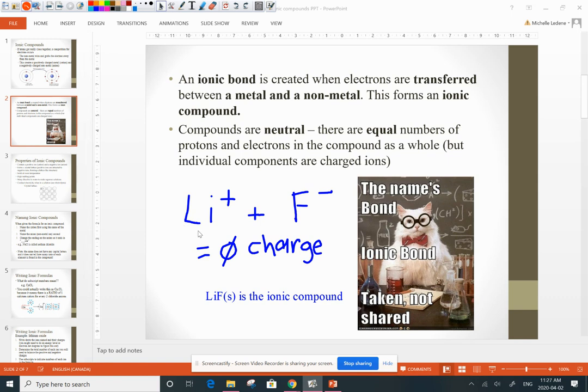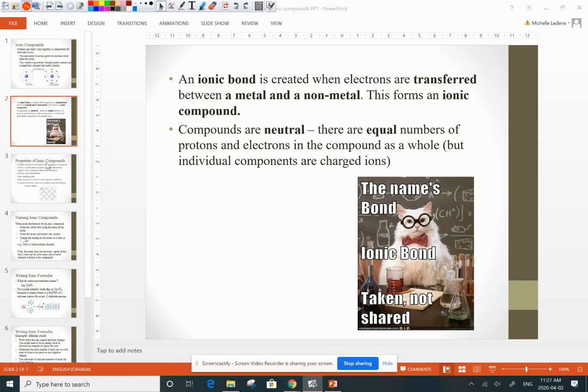We have a lithium ion, a positive cation, a metal, and then a fluoride anion. It's negative because it gained an electron. And notice the positive and the negative add up to 0. There's no charge. So the compound we would name LiF, and all ionic compounds are solid. So compounds are neutral. You have to have equal numbers of positives and negatives, and as a result, you have no charge on that particular compound.